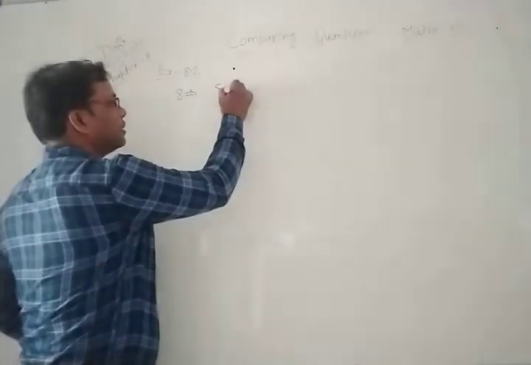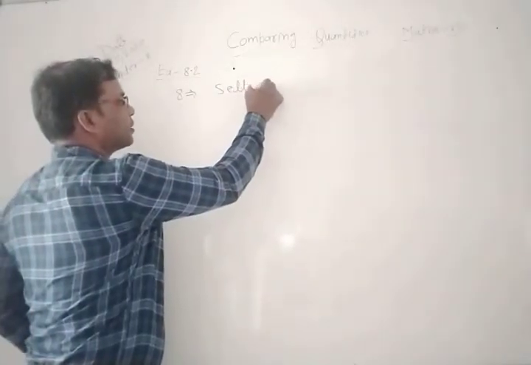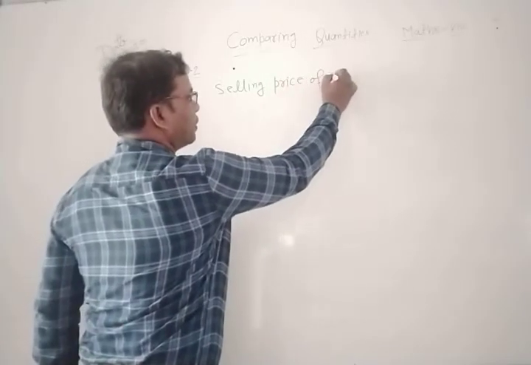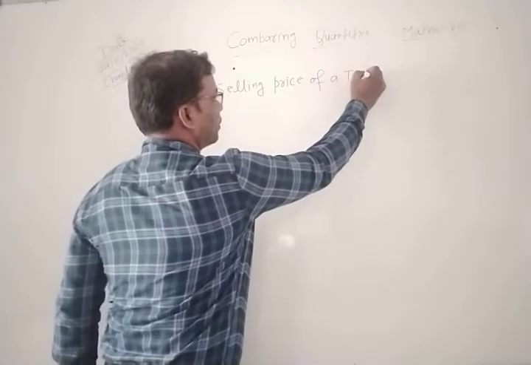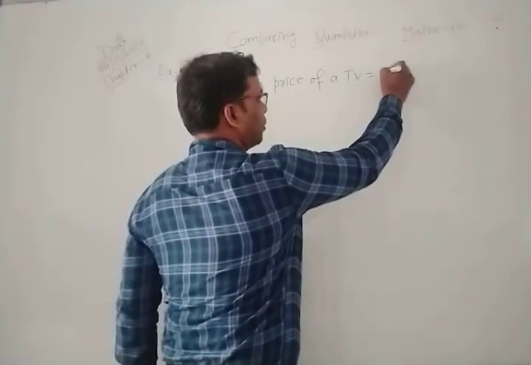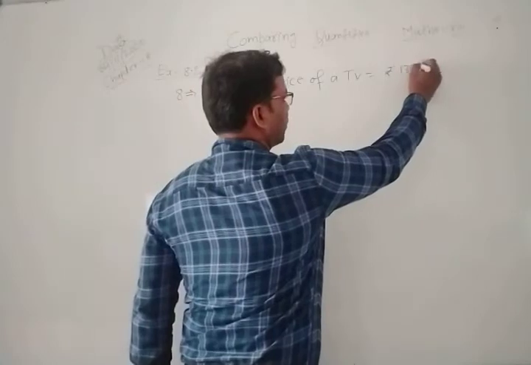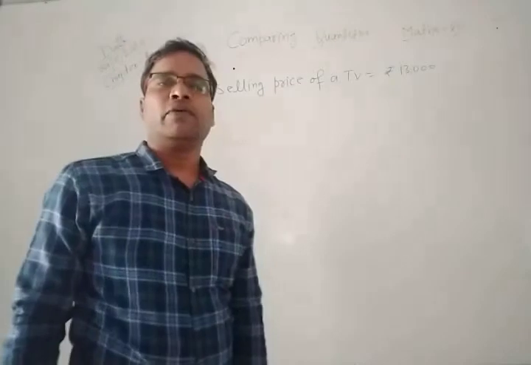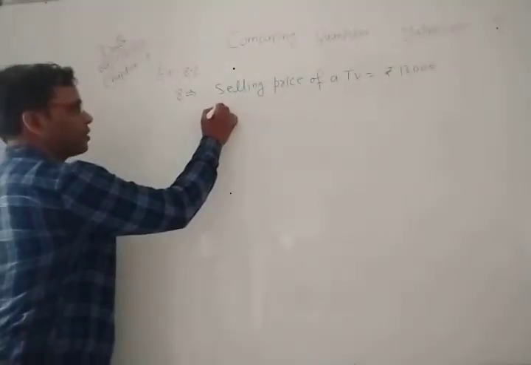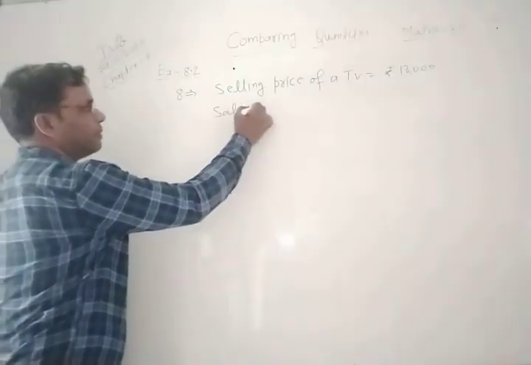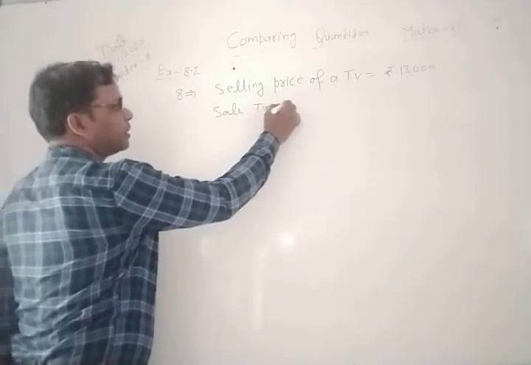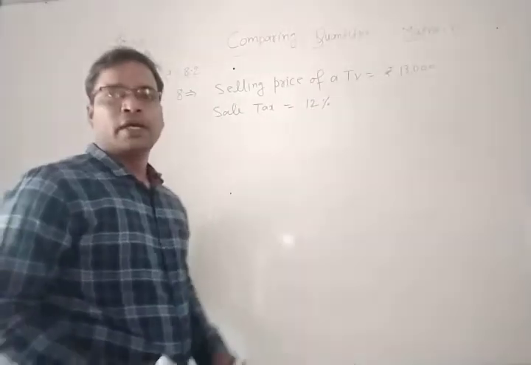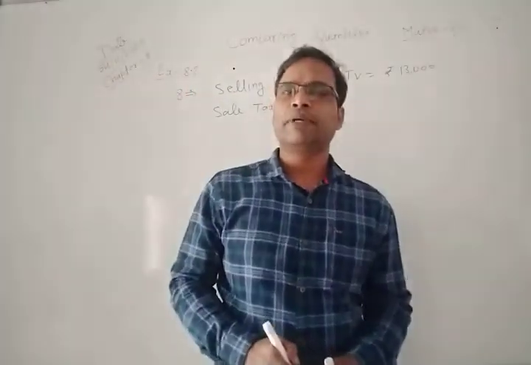Okay, so in this question, first write the selling price of the TV. What is given? Given here, the selling price of a TV is equal to what? Rupees 13,000. Sales tax charged. Okay. What is the sales tax? Sales tax is given here as 12%.